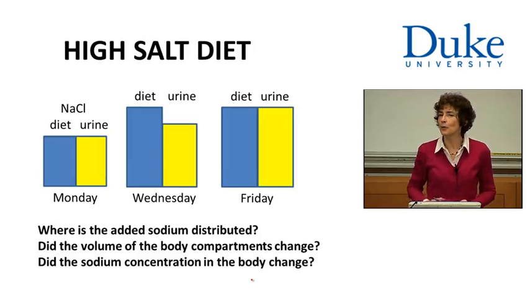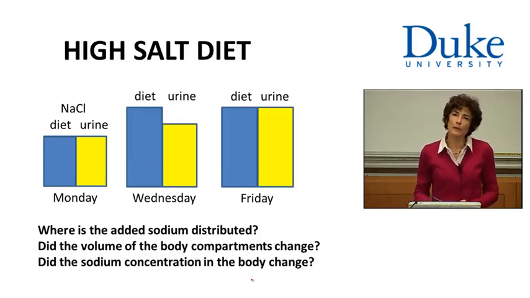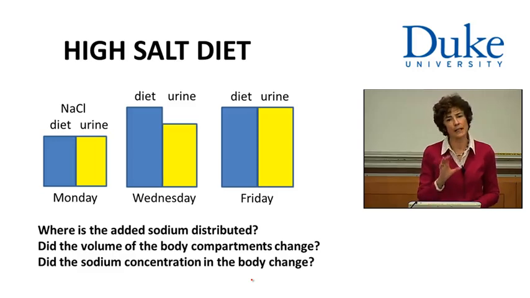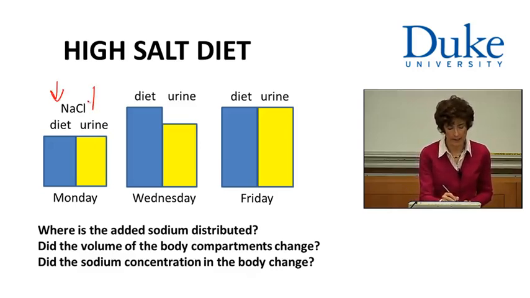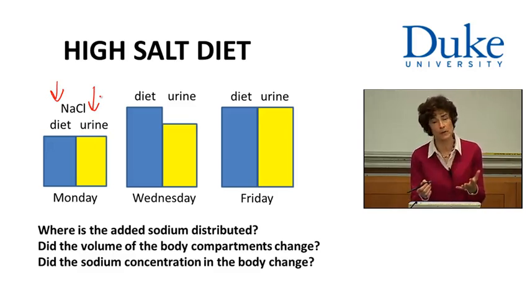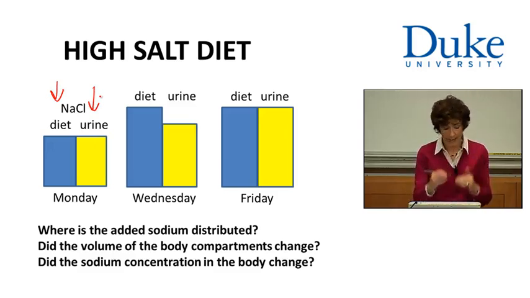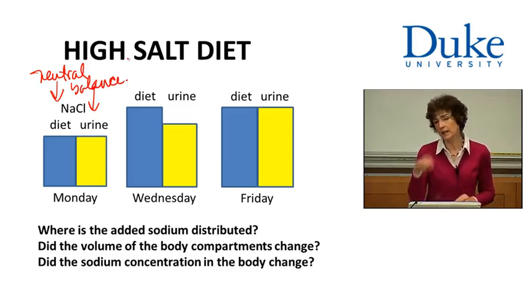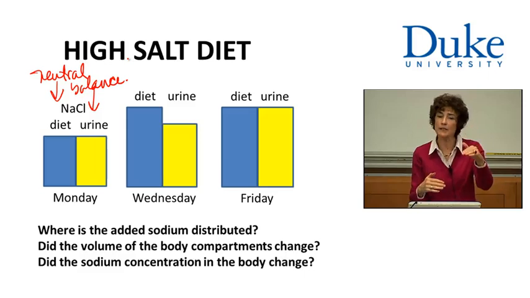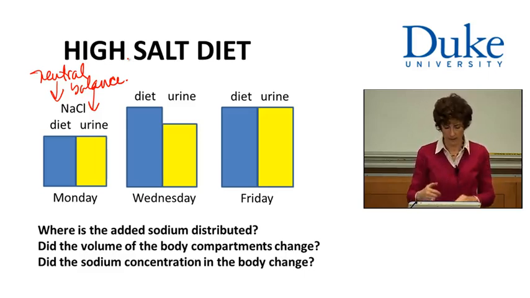So let's consider one of these systems where we've decided that in a given week you want to eat nothing but a high salt diet. So on Monday, the amount of sodium that's coming into your diet is equal to the amount that's being released from the body in urine. And so we have what is called a neutral balance. So the mass balance is equal. What's coming into the body is equal to what's leaving the body.